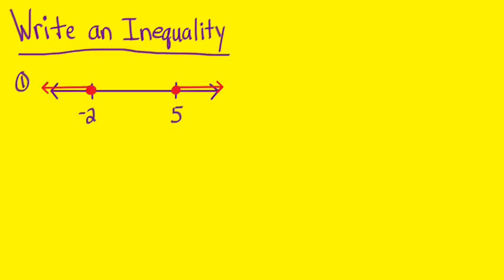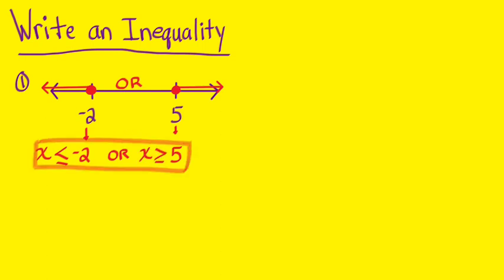All right, now how do we do it when we're given the inequality already? If I'm given this, then I know that it's going to have a negative 2 and a 5. And then I can have my x value. I know it's "or" because it goes in the opposite directions. So I just read the scenario. X can be equal to or less than negative 2, or it can be equal to or greater than 5.